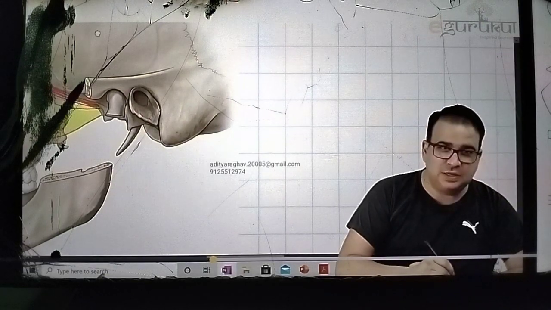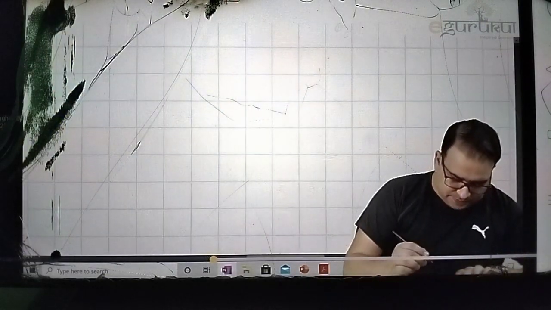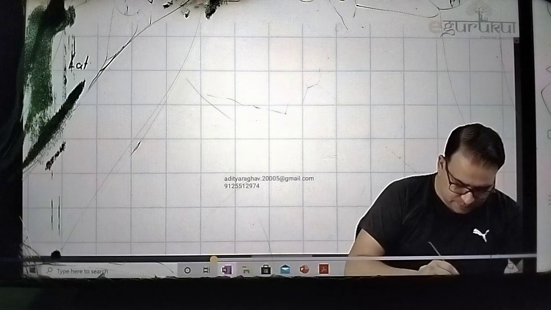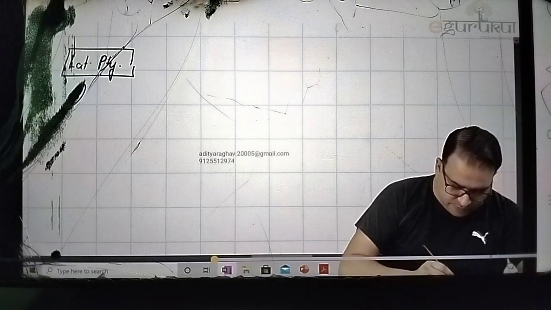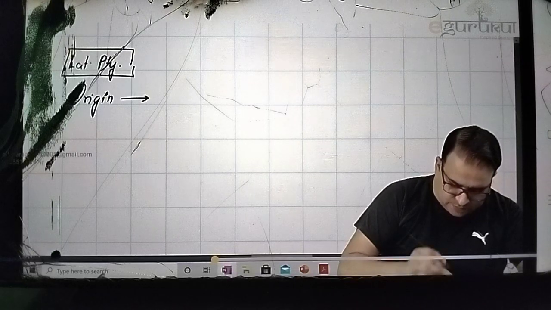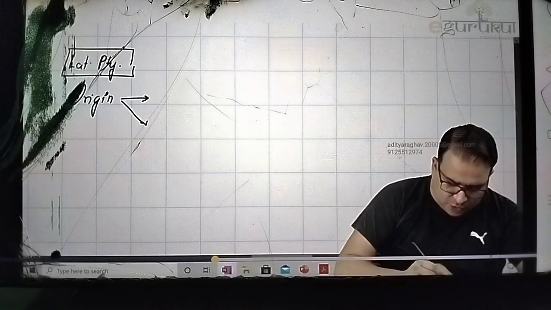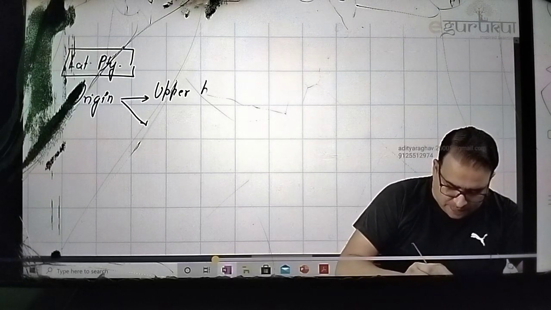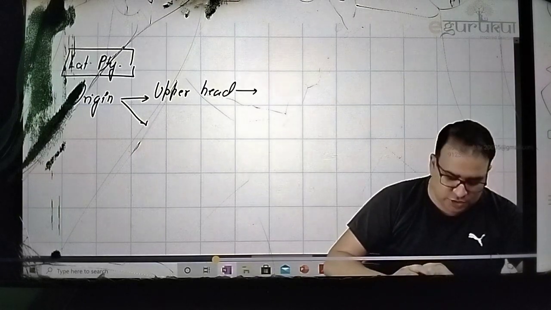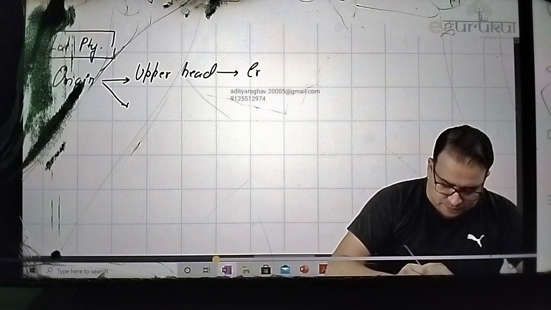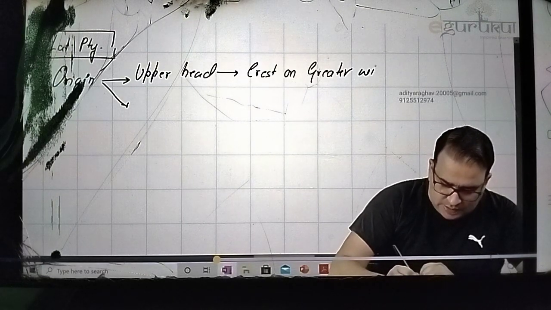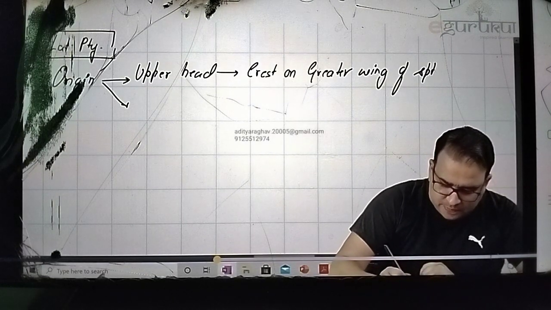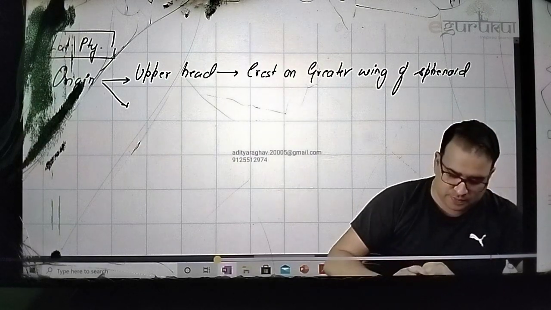Upper head, lower head, you can already see the two heads here in the insertion. Lateral pterygoid. Origin is, again, which head are we talking about? If you are talking about the upper head, the upper head originates from the crest on the greater wing of sphenoid. Crest on the greater wing of sphenoid bone.